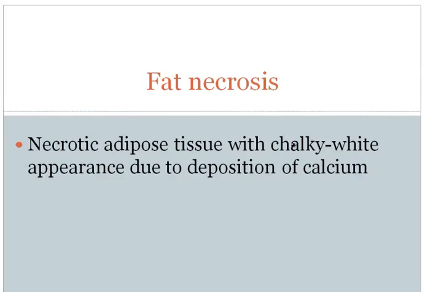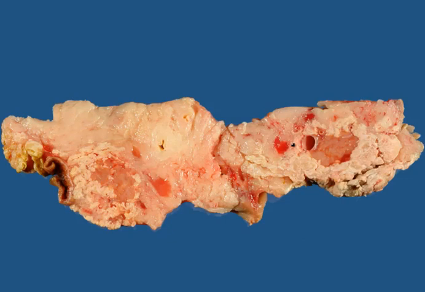Fat necrosis refers to necrosis of adipose tissue. It has a classic chalky white appearance. The reason is that when fat dies, fatty acids are released, and the fatty acids have the ability to bind with calcium, which is a process called saponification. Important term to be familiar with, saponification. Basically, when calcium deposits on that dead fat, it gives a white, chalky appearance to the tissue.